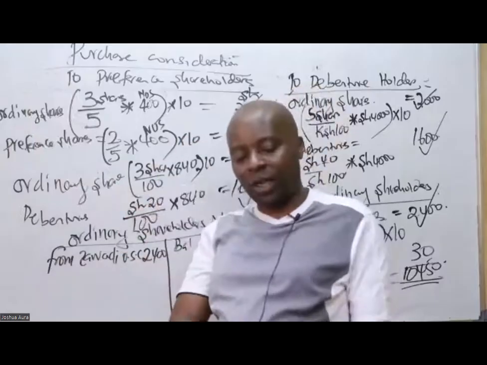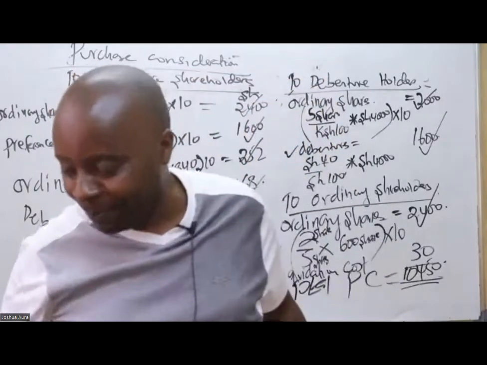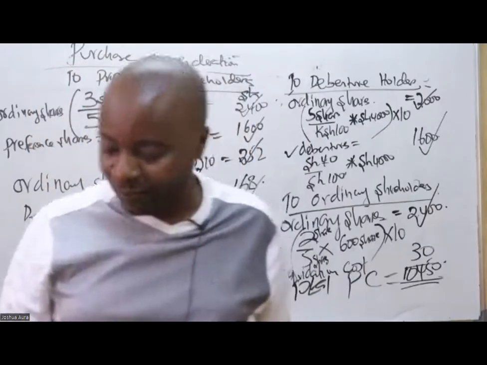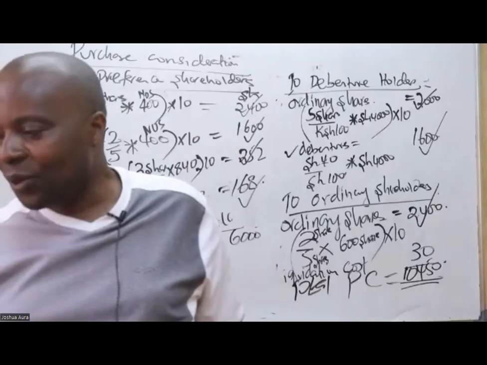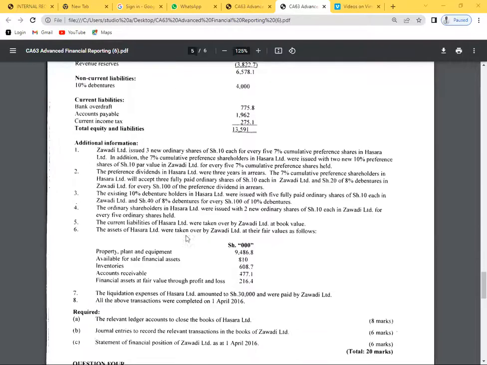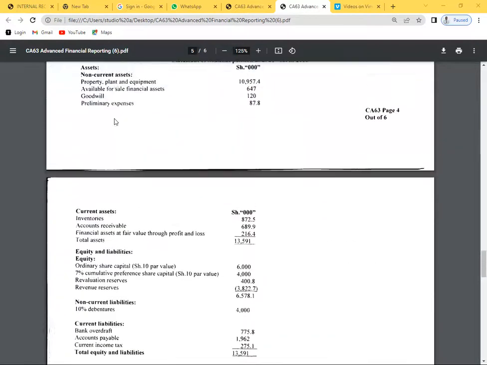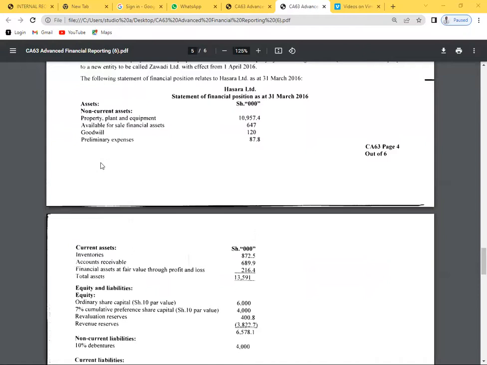Like which assets were not taken over? Is there somebody who is able to identify them very fast? You can even tell. They're hot air assets. Who would want to take those hot air assets? Useless assets. You'll be able to tell. You see here we are told the assets of Asara Limited were taken over by Zawadi. These are the assets taken, property, plant, available inventory. So and then you go to the assets here. Which assets were not taken over? The useless assets.